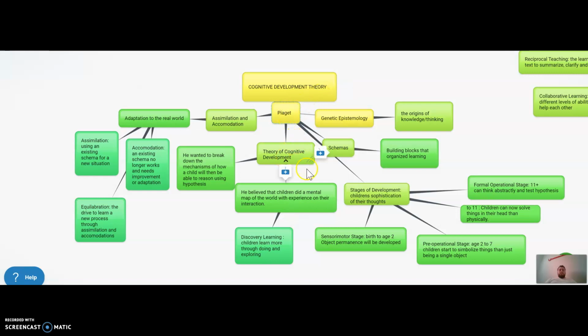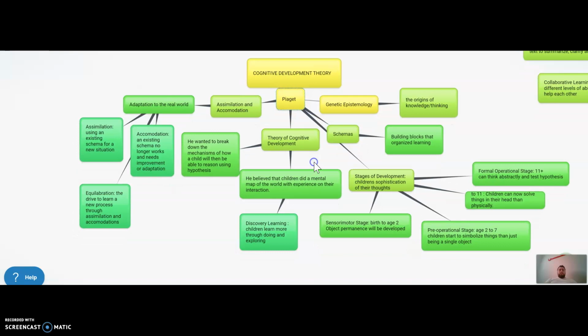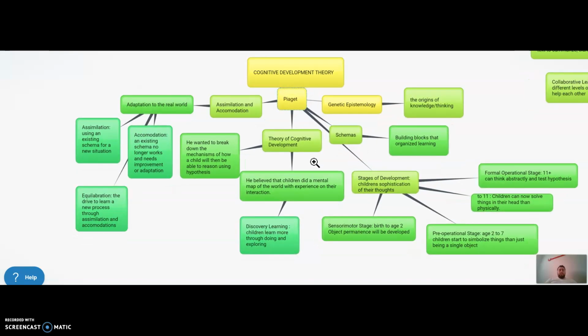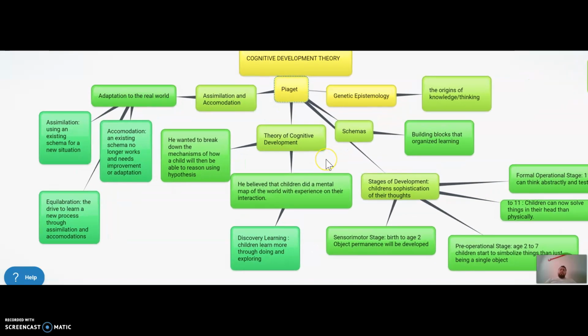The theory of cognitive development. He believed that children need a mental map of their surroundings with experience in their interactions. So basically what he's saying here is that children go out there and explore things, and with their interactions they sort of make a map in their head on how to resolve problems and how to socialize and to figure out so many things.